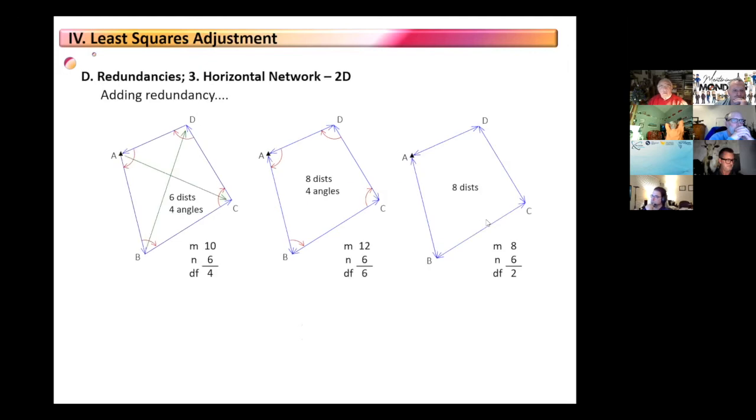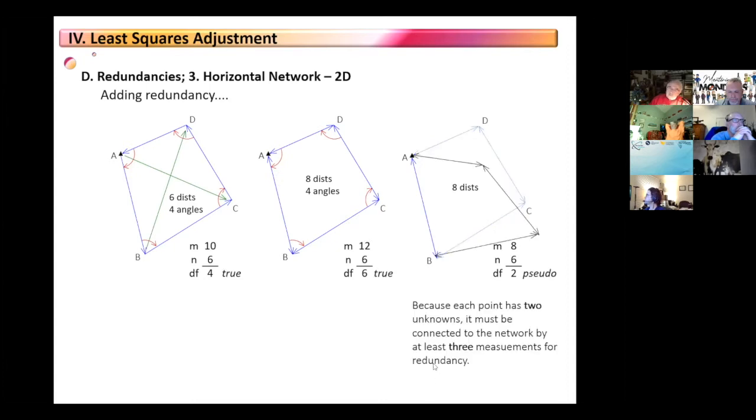Now, we can add redundancies doing it different ways, and sort of like we did with the level circuit. We can do cross ties for a braced quadrilateral. That gives us 2 more distance measurements to get 4 degrees of freedom. We could shoot distances in both directions. Okay, so when we're measuring this angle here, we can shoot the distance in both directions. So now we've got 12 measurements because we have 8 distances and 4 angles, and we've got 6 degrees of freedom. If we shot the direct distance in both directions, we'd have 8 measurements. We have 6 unknowns. We have 2 degrees of freedom.